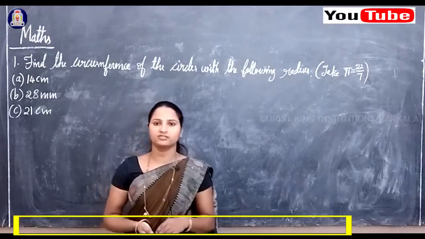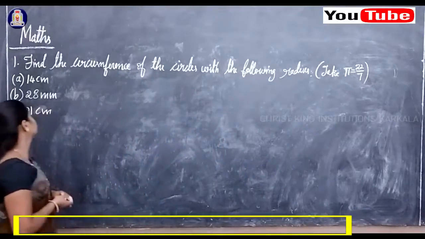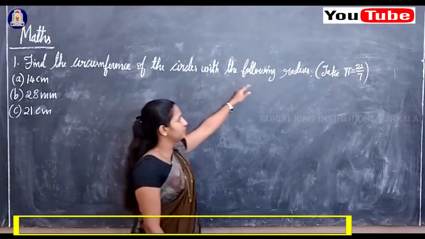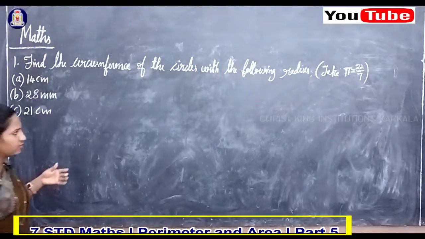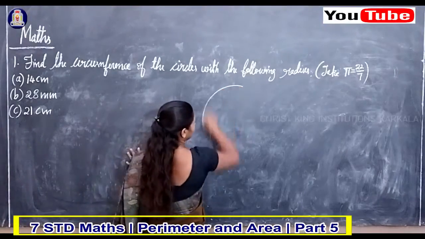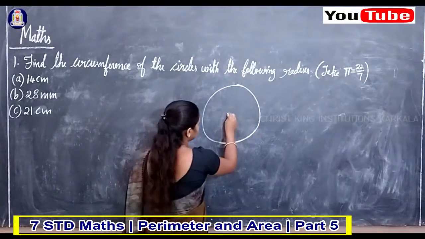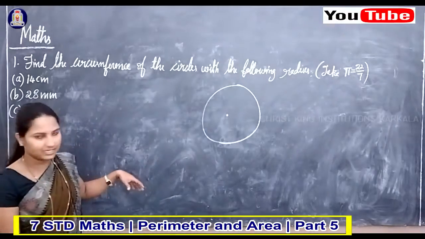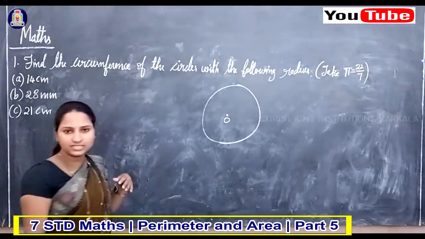Okay, the next concept is about circle. Now the question is, find the circumference of circle with the following radius. So in the 6th standard you will learn about circle, isn't it? So this is what a circle shape, right? In the middle, this point is the center of the circle. If I write, this is O, called center of the circle.